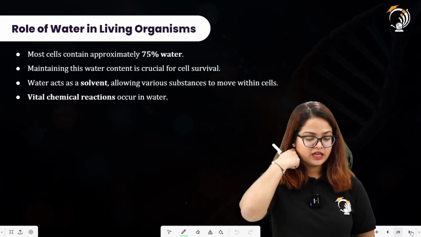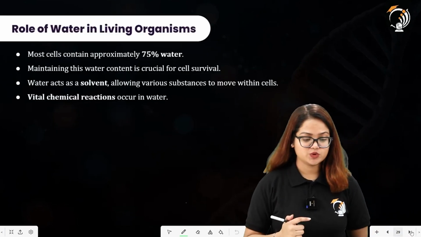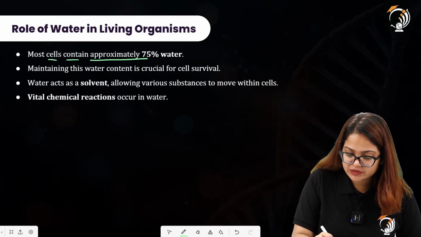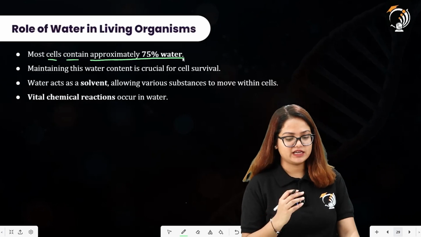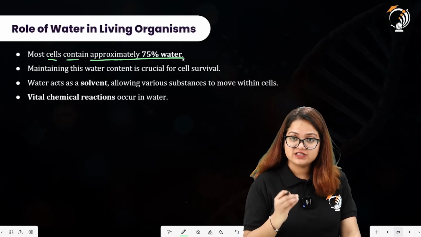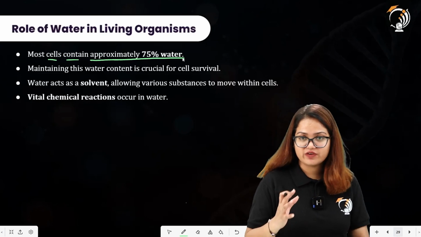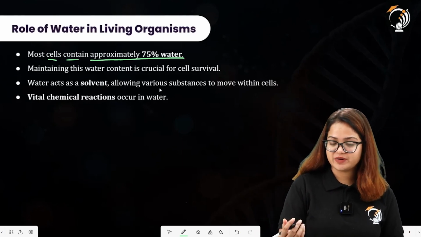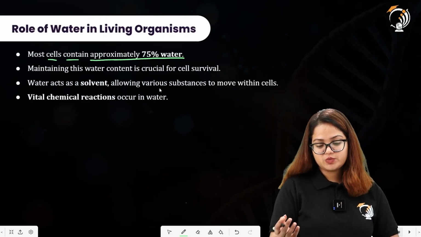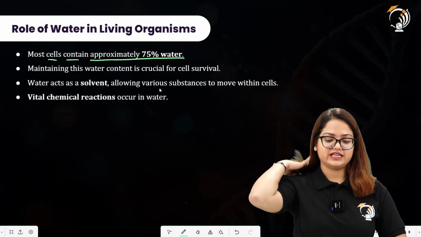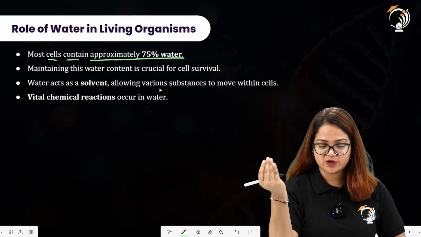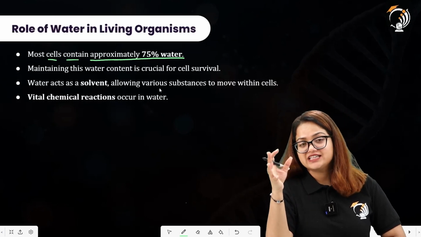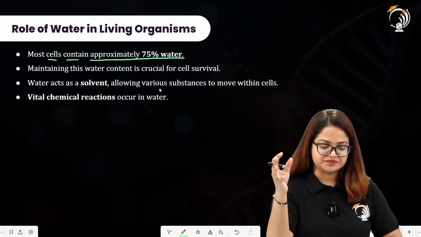Alright. The role of water in living organisms. So why do we require water? Most cells contain approximately 75% water. We had a discussion in the starting of the lecture itself that cells are made up of approximately 75% water, and by the cells we constitute the living organism. So we say that living organisms have a body that is 75% water by volume.